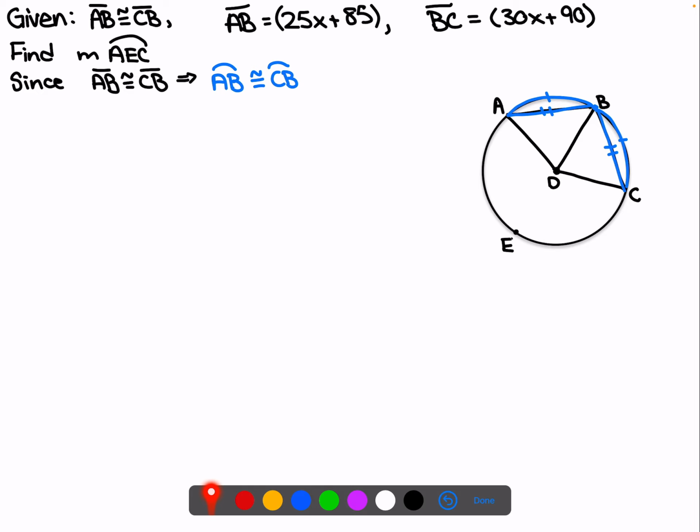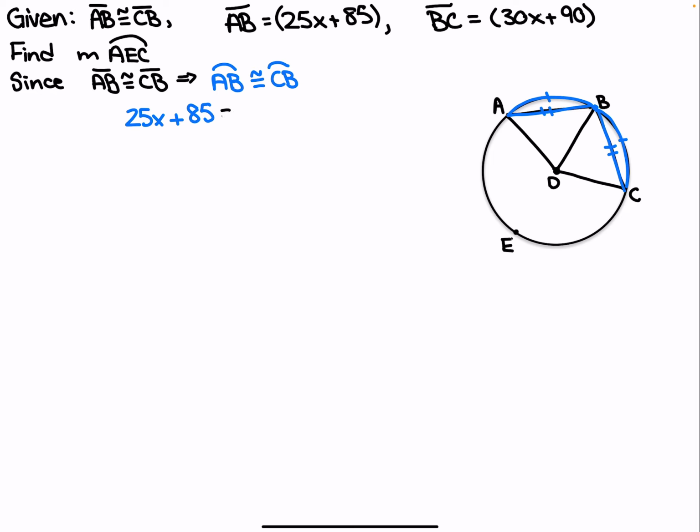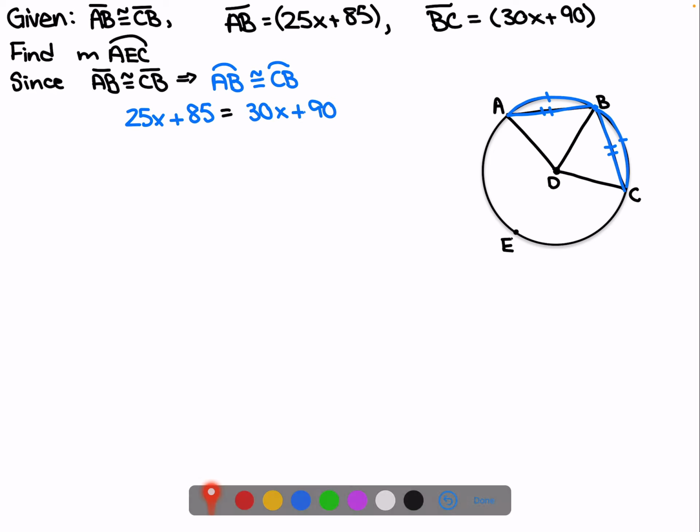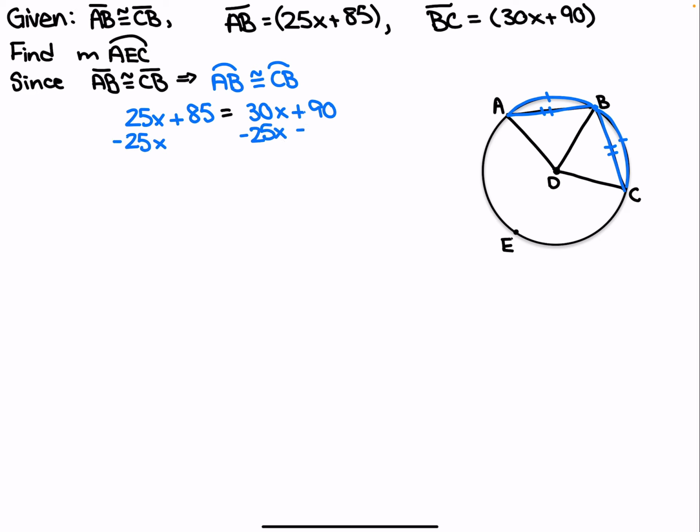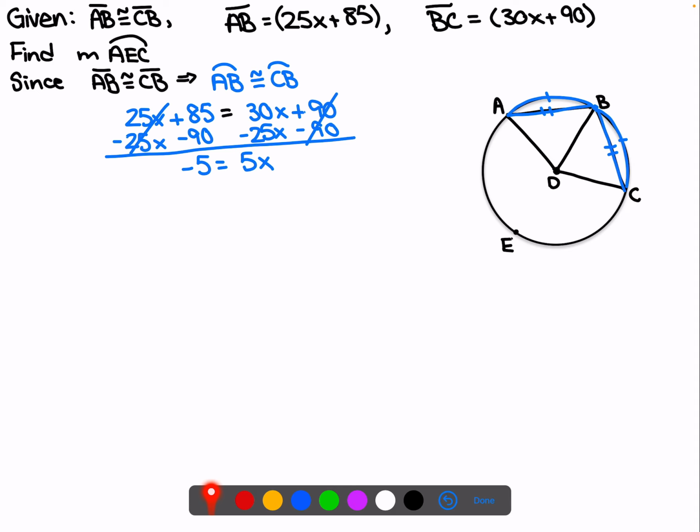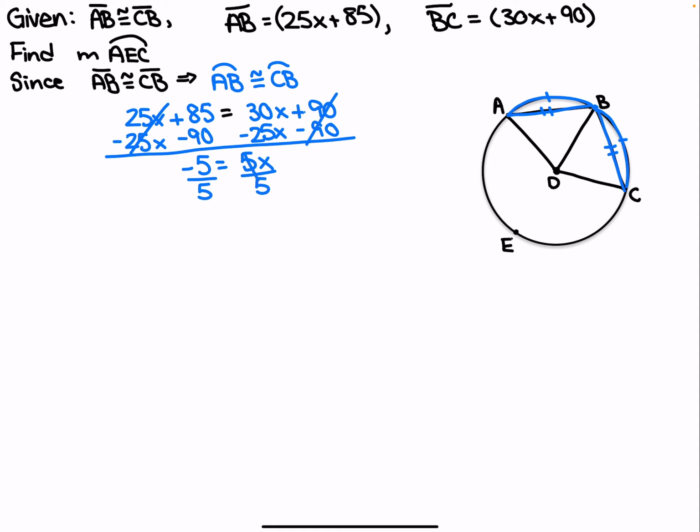If two things are congruent, we can set them equal to each other. 25x plus 85 equals 30x plus 90. So I'm just setting those two equal. From here, I solve for x. I'm going to subtract 25x from both sides, subtract 90 from both sides. That'll leave me with negative 5 equals 5x. From here, if I want to solve for x, I divide both sides by 5, leaving me with x equals negative 1.